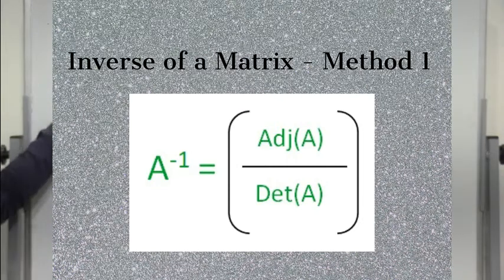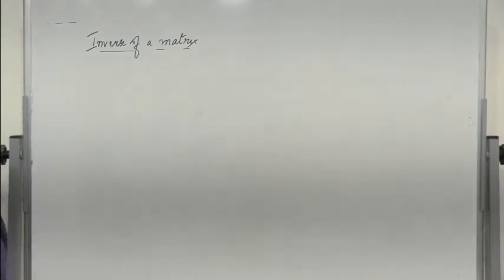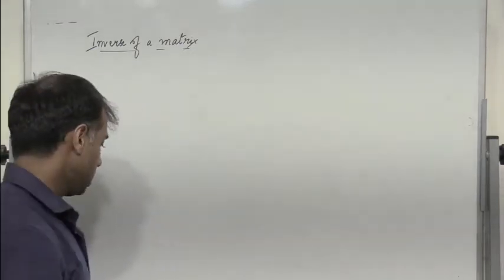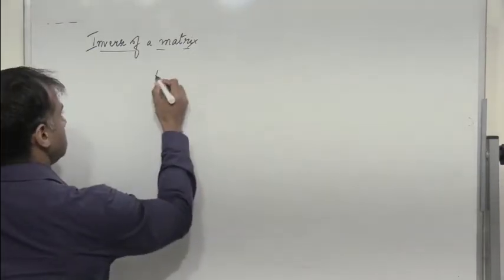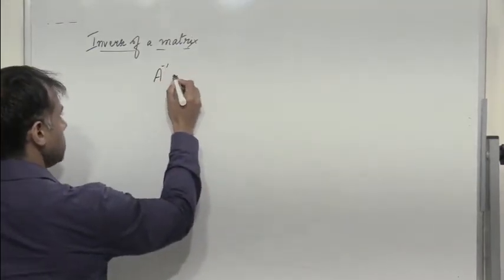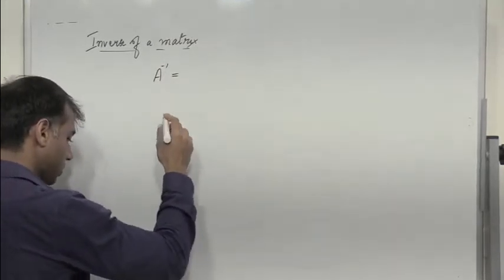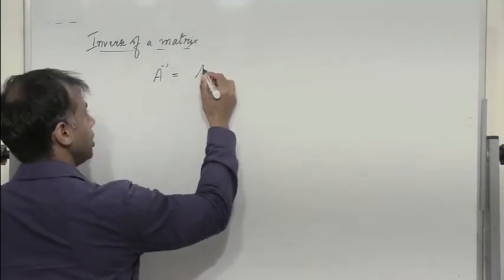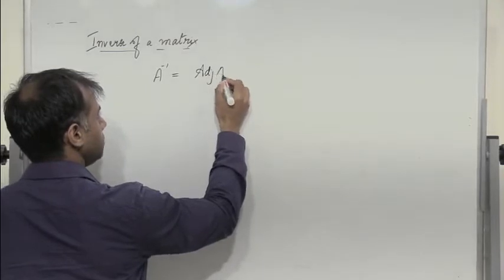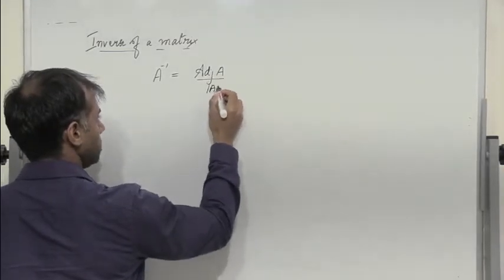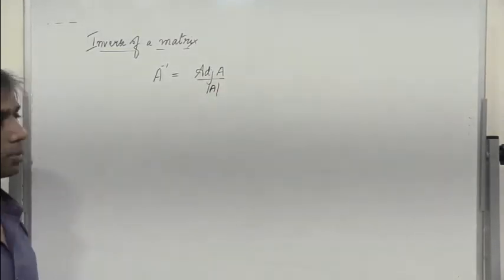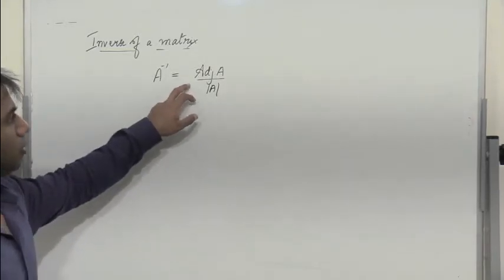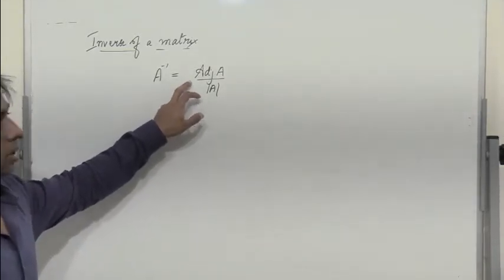In this session, let us discuss how we can find the inverse of a matrix. The inverse of a matrix A, A inverse, is given by adjoint A divided by determinant A. Right? Now, how do we find the inverse of a matrix A?